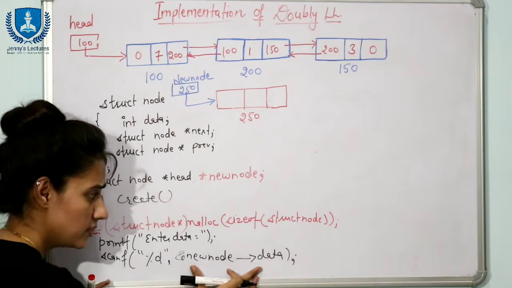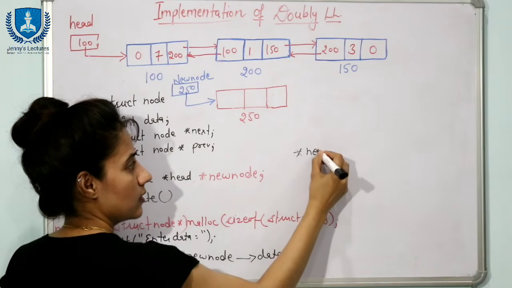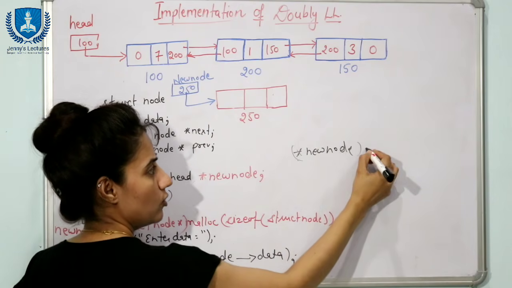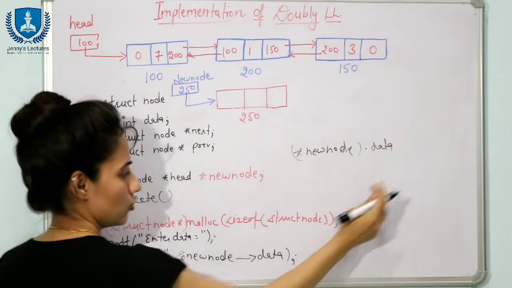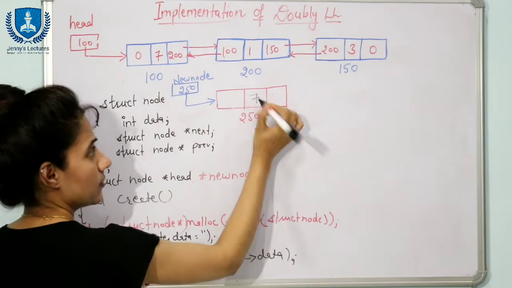And if you don't write it this way, another method is that you can write something like this: asterisk, name of the pointer, and then dot, and which field you want to access. Here I want to access data, so you can write it here. So suppose here I have entered 7.